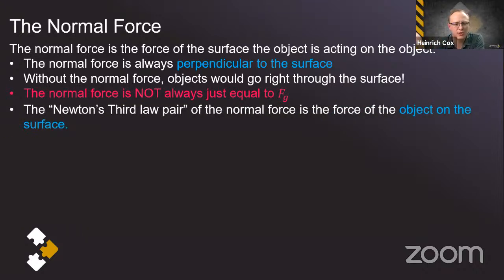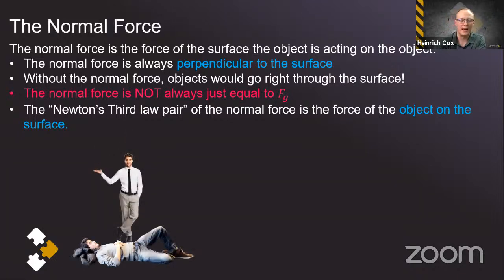And then the Newton's third law pair of the normal force is the force of the object on the surface. Okay, so if, for example, your mate is standing on you, right? You are the surface that your mate is standing on, right? So in terms of your mate, he's experiencing a normal force going up, right? So that's you acting on your mate because you are now the surface, right? But then there must be an equal and opposite force that is acting on you. And that force going down is the force of your mate on you. Okay, so these are our action-reaction pairs in terms of Newton's third law.